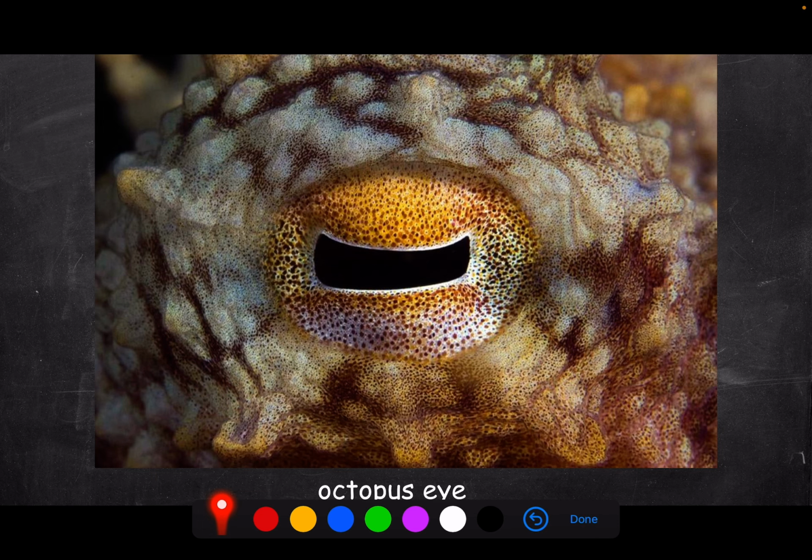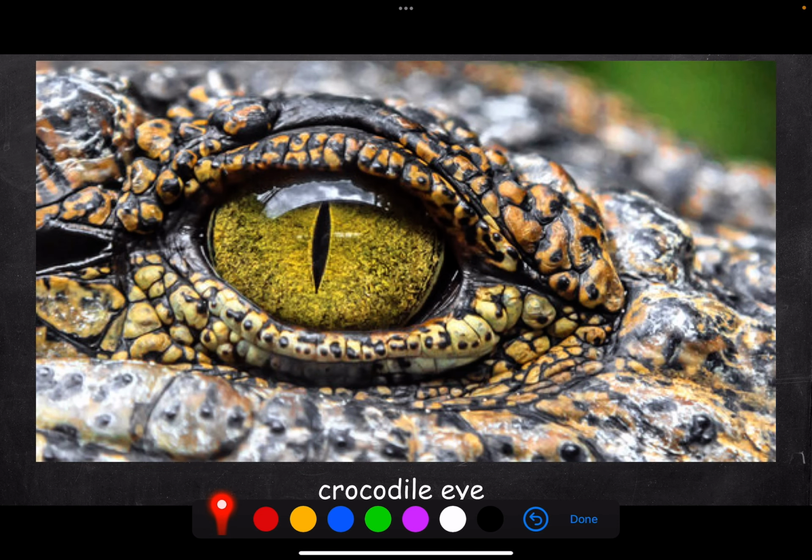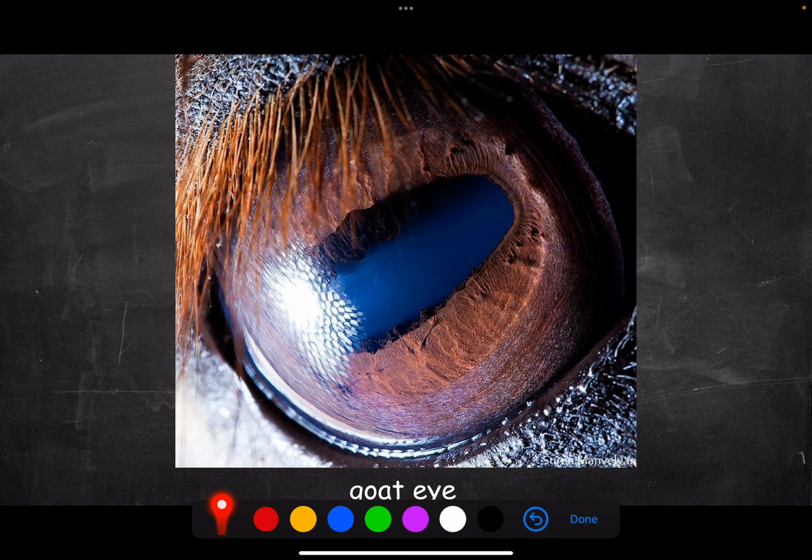Then we have the eyes of a crocodile, again very pretty, and the vertical slit pupil always reminds me of the Eye of Sauron from Lord of the Rings. But also very pretty, very beautiful, and its scales also lovely. And then we have the strange eyes of a goat. If you didn't know, goats have rectangular pupils, which I always found to be kind of creepy. So they don't have round pupils like most mammals do.